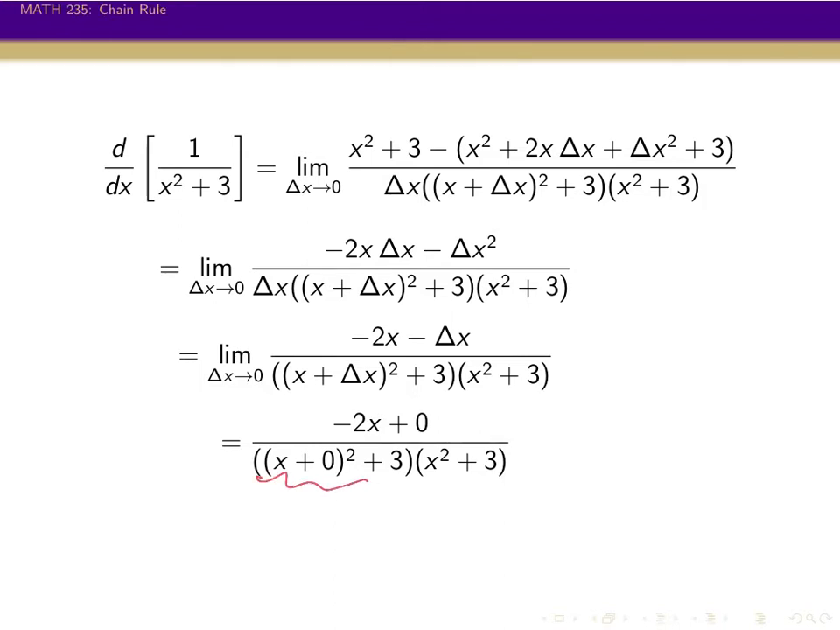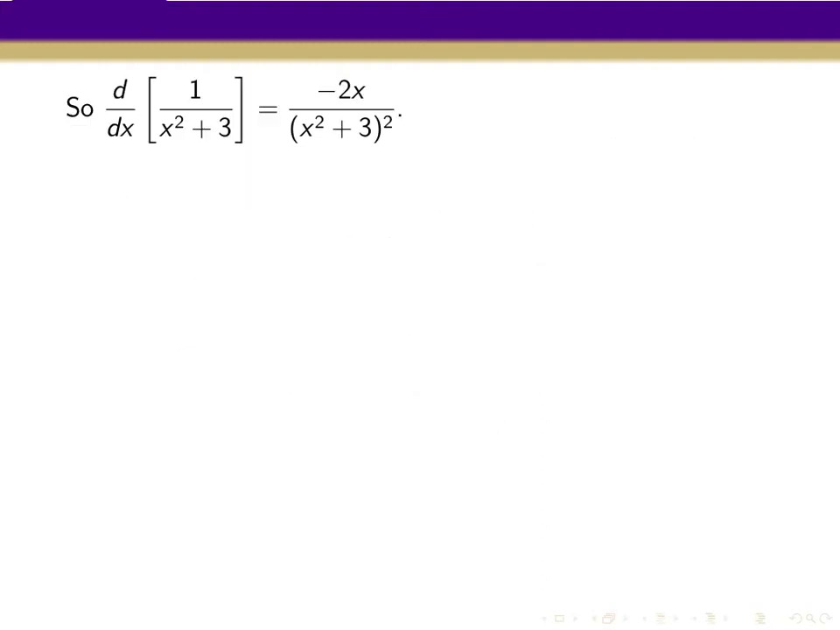So these two terms in the denominator are the same. And so we can simplify that just to be x squared plus 3 squared. And so our final answer is the derivative of 1 over x squared plus 3 is equal to minus 2x over (x squared plus 3) squared.